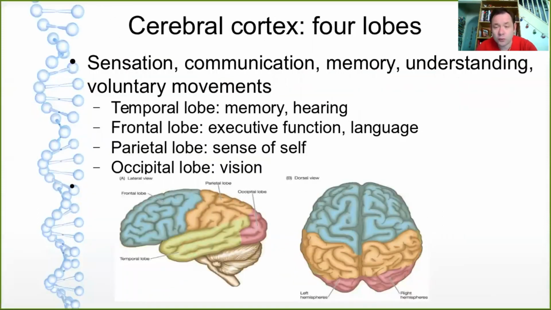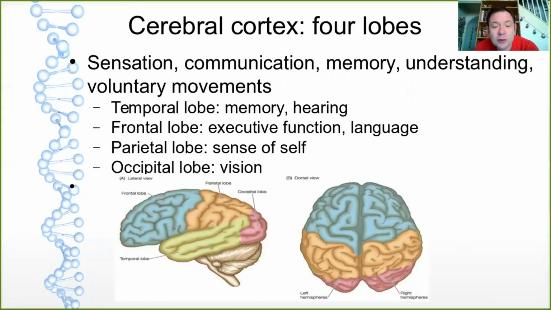There are four main lobes of the cerebral cortex. They deal with sensation, communication, memory, understanding, and voluntary movement. There's a temporal lobe for memory and hearing, the frontal lobe at the front of the brain, so temporal at the side, memory and hearing, frontal lobes at the front, executive function, problem solving, language, that kind of thing, decision making. Parietal lobe at the sort of back and the top, well, middle to the top.